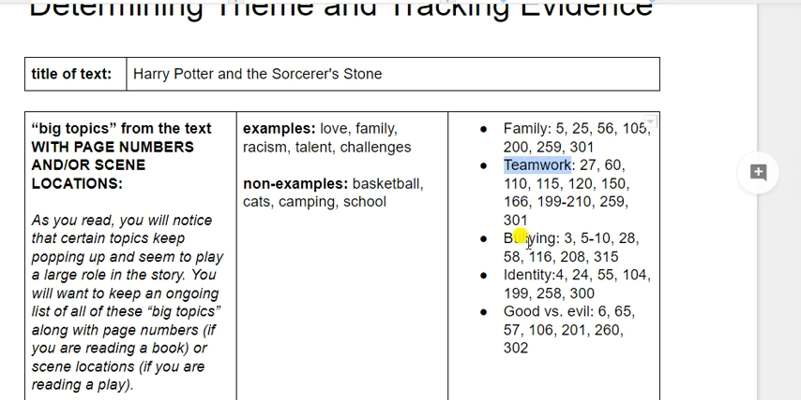Teamwork was another one I found. Bullying, identity, the idea of knowing yourself and figuring out who you are. Good versus evil, obviously that's big in Harry Potter, okay? So that's the first thing you're going to do. This is something that you're keeping track of the whole time that you're reading the text, okay? So you could do this on paper if you want, and then go back into this document and put them in. If it's easier for you to just keep a little paper bookmark where you're tracking all this, that's fine with me. Eventually you'll want to put it in here so that when we conference, I can see it from my computer too, and we can discuss it.